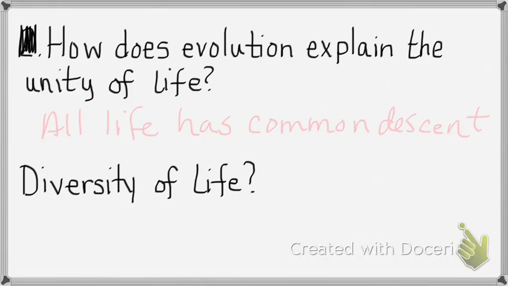Okay, but I can look around and tell that a mockingbird is different than a human, or that a worm is different than a mushroom. So how does evolution help me understand the diversity of life? If we all have a common ancestor, then why are all life forms so different? What's happened over time? Has life stayed the same over time? No, it's changed, but why? What's been driving the change? Evolution, but what mechanism of evolution?